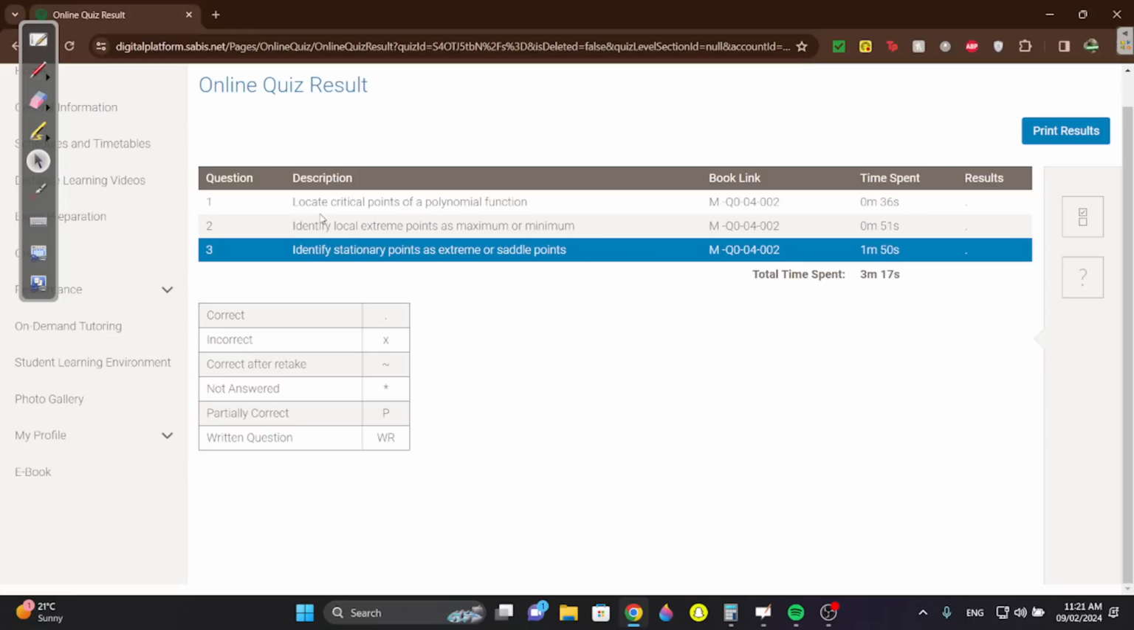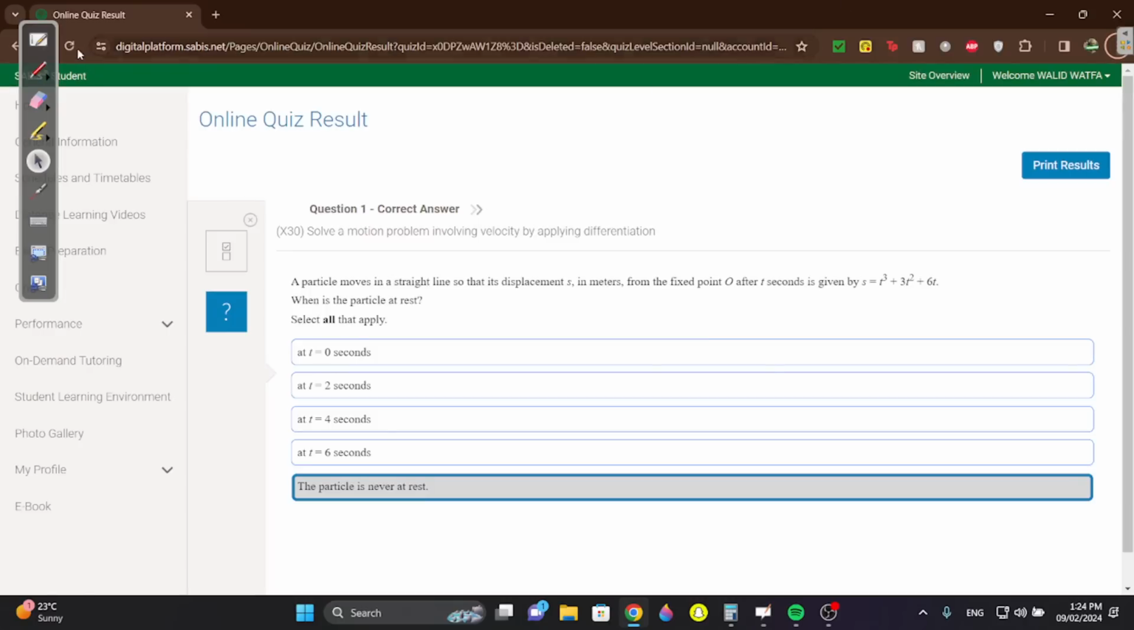Okay? That's 4.2 done. Okay, this is the 4.3 quiz. A particle moves. This is the one about the speed and velocity and acceleration and displacement. A particle moves in a straight line, so its displacement s is t cubed plus 3t squared plus 6t. Okay, when is the particle at rest?